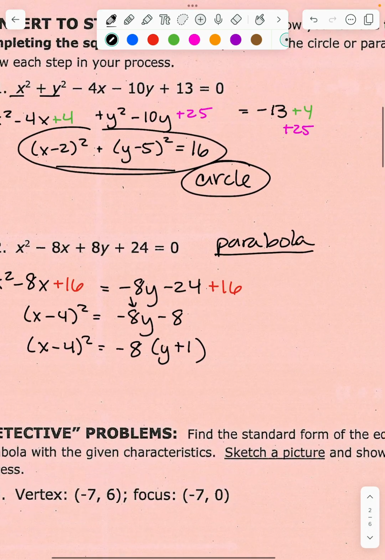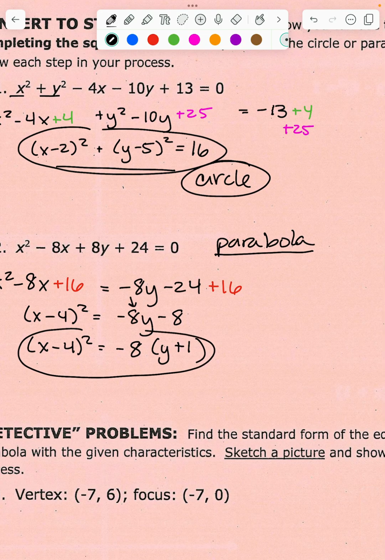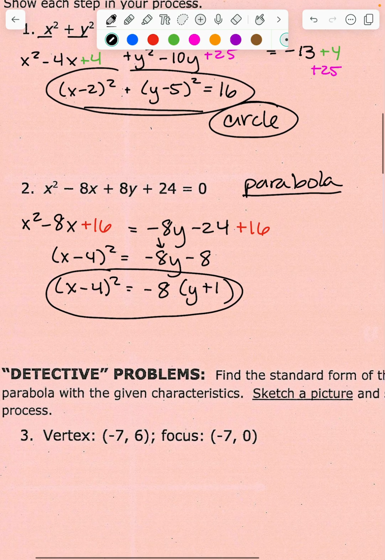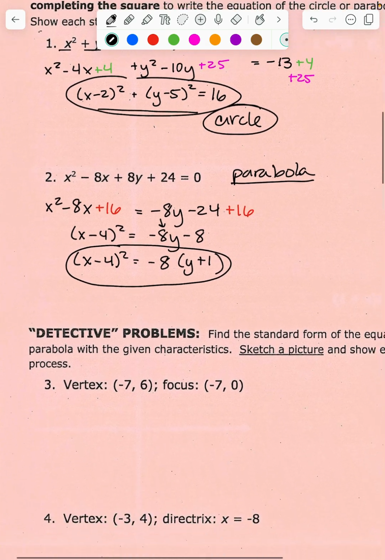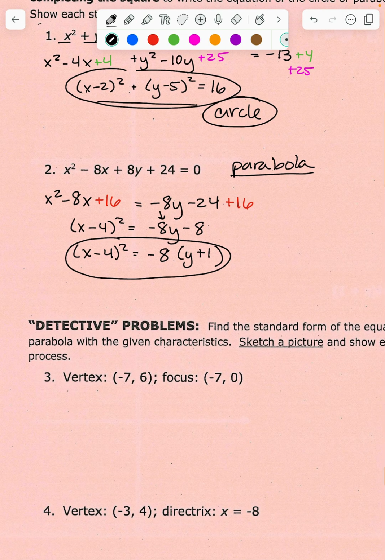That is standard form. You could say more. You could say, oh, the vertex is at 4, -1. It goes down, and the focus is at whatever. Don't worry about it. You need to know it's a parabola, and you have to know how to do that.